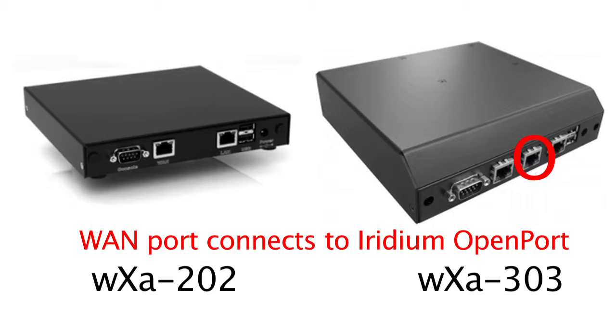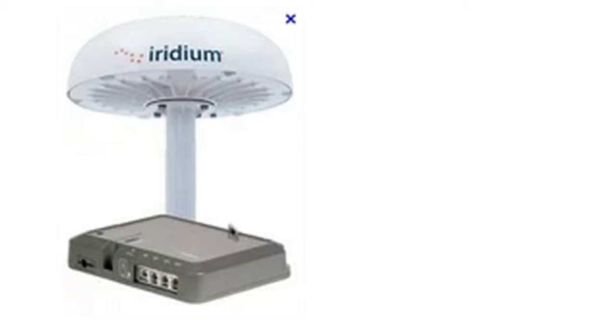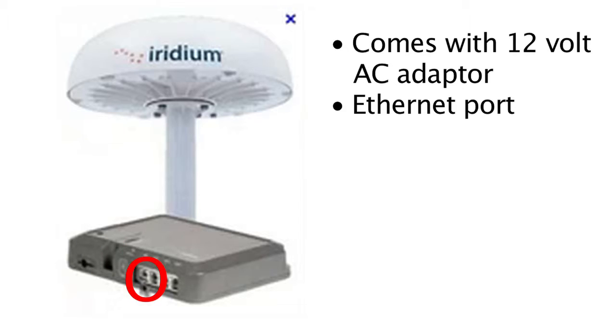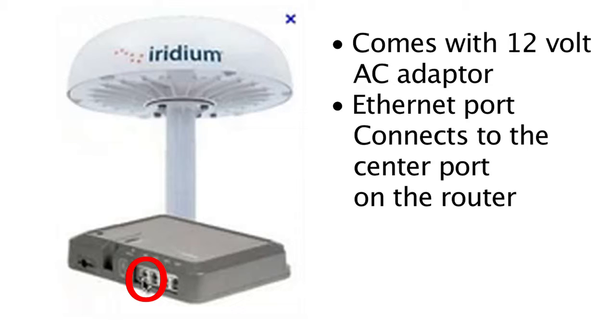If you look at the Iridium OpenPort, which is depicted right here, it has a below-the-deck unit. It also runs on 12 volts. It comes with an AC adapter, so that will be wired into the vessel. It has one Ethernet port. That one Ethernet port will get connected to the center port on the router, and then you'll power everything up.